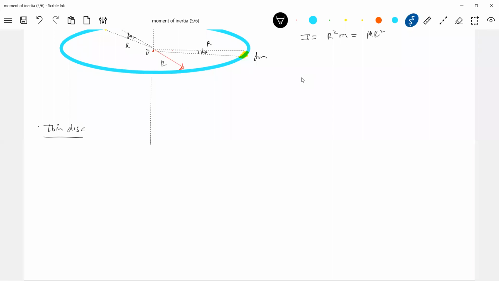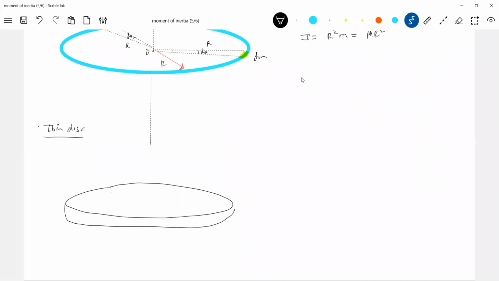Okay, let me go for the disk itself. So this is a disk now. A thin disk, chapati, very good example. Because these are the objects, of course, rigid bodies, we are discussing. Chapati is not a rigid body. I just made you imagine that one. Okay, the thin disk, you know.